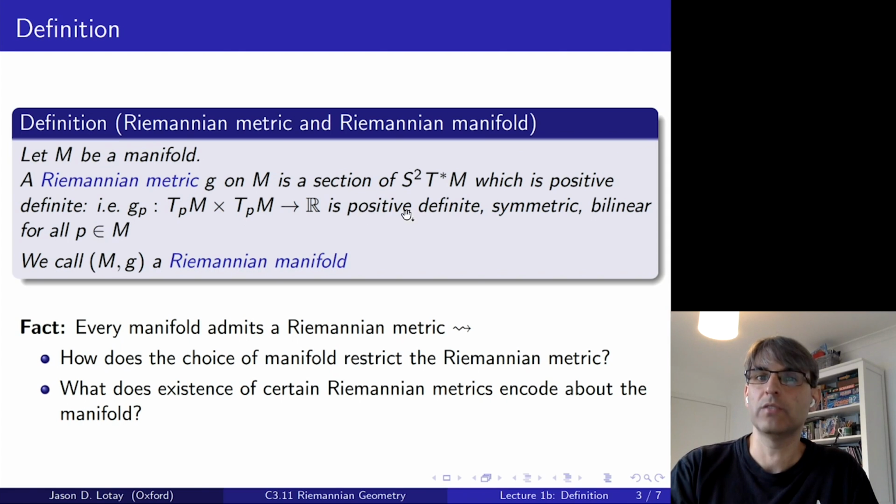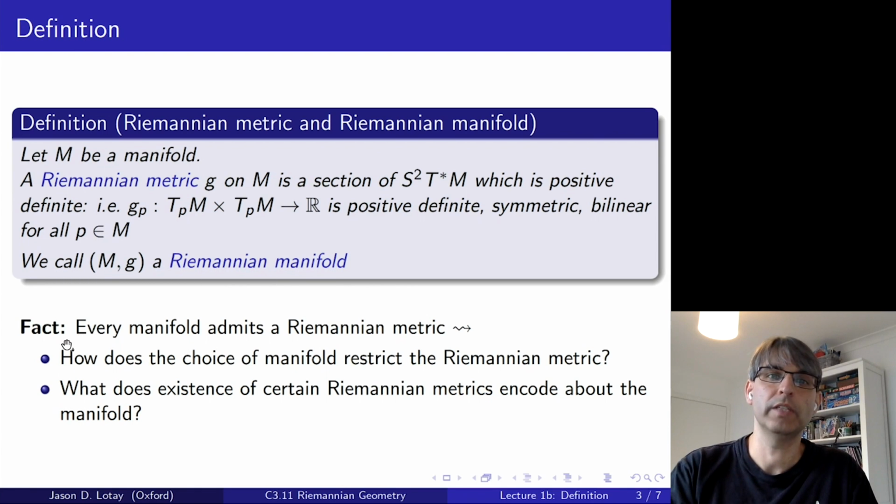And so this is all that we really need to understand for this course: that we have this positive definite inner product on every tangent space that varies in a smooth way as we vary p. So this is going to be the fundamental object that we want to study in this course. And then we call the pair (M, g), where M is a manifold and g is a Riemannian metric on that manifold, a Riemannian manifold.